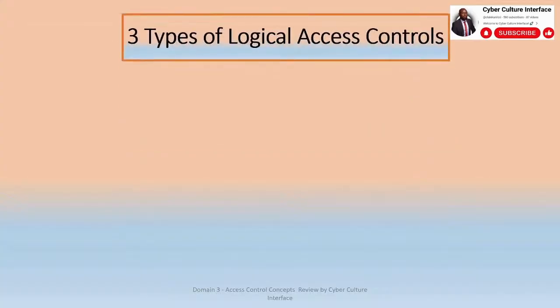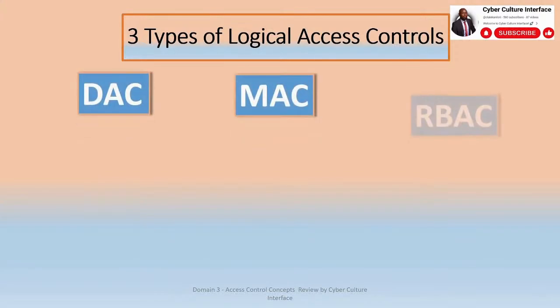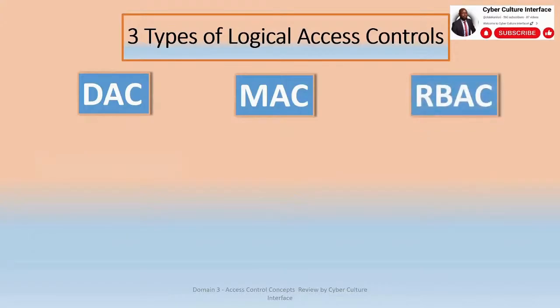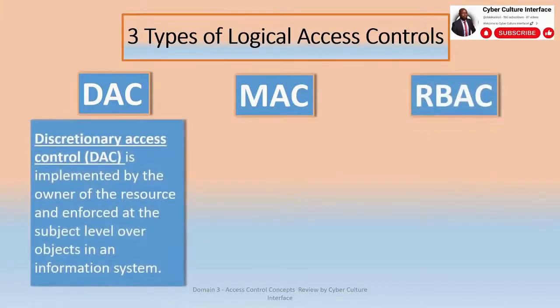So there are three types of logical access controls that are talked about in Domain 3. The first one is DAC, then we have MAC, and then we have RBAC. So DAC is basically what we call discretionary access control, and this is implemented by the owner of the resource, and enforced also at the subject level over objects in an information system.